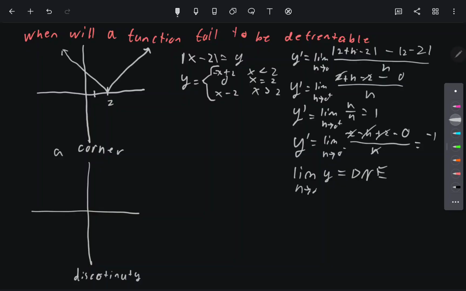Thus, this derivative does not exist if it's a corner. So that's the first method.